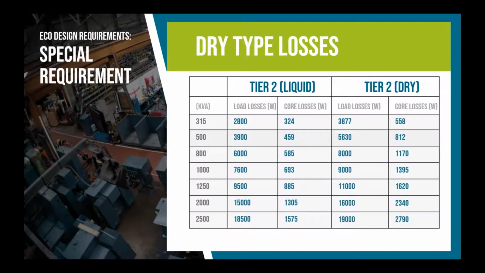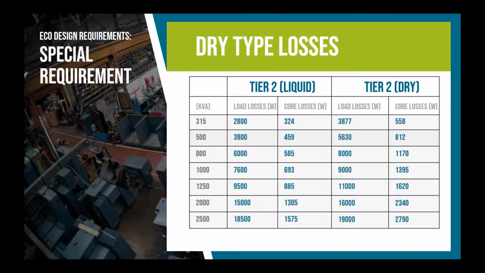We get many people asking us about cast resin transformers and dry type transformers. Some applications specify them. It is worth mentioning that dry type tier 2 losses are not the same as liquid immersed tier 2 losses. Yes, it is called a tier 2, but it has completely different loss requirements. The dry type transformers usually have 10% higher core losses and probably 20% on average more winding losses compared to the tier 2 oil-filled transformers.